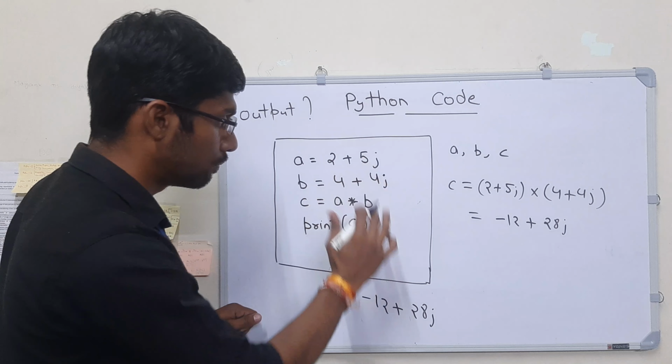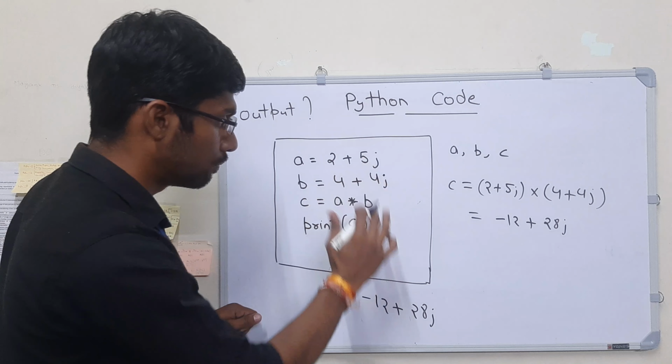And C computes the product of these two variables, A and B. So C equals 2 plus 5j times 4 plus 4j. Using the mathematical technique, this comes out to be minus 12 plus 28j. So the value of C is computed to be minus 12 plus 28j.